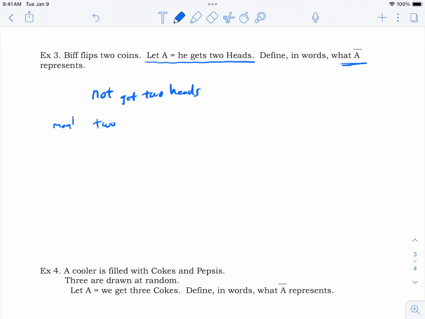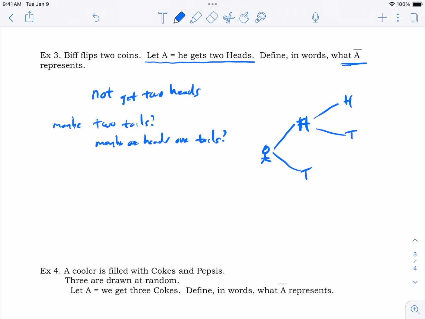Maybe 2 tails. Maybe 1 of each. Maybe 1 heads and 1 tails. Right? In fact, you could split this off. He either got, let's say, heads there or tails here, and then he either got heads there or tails here, right? So there's 4 possible universes. Gets 2 heads is here, and then all of these possibilities represent the complement. Either we got heads then tails, or tails then heads, or tails then tails, right? That would be the complement over here. It's not heads, it's everything else.